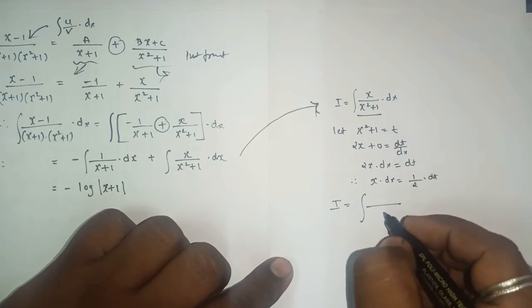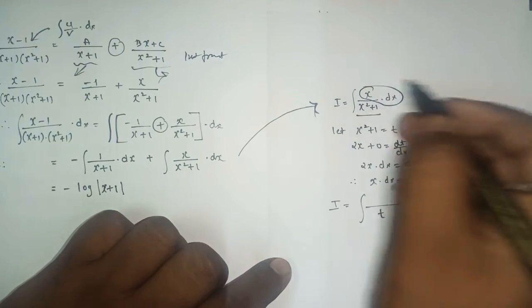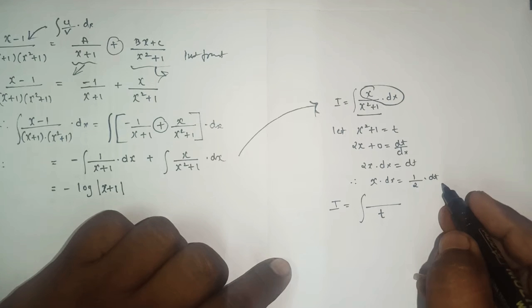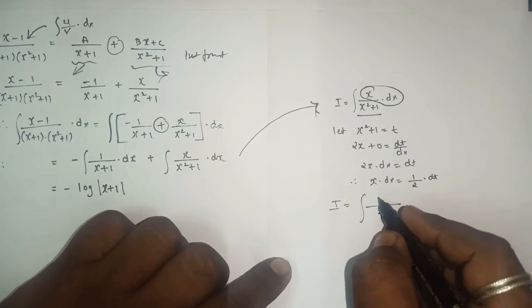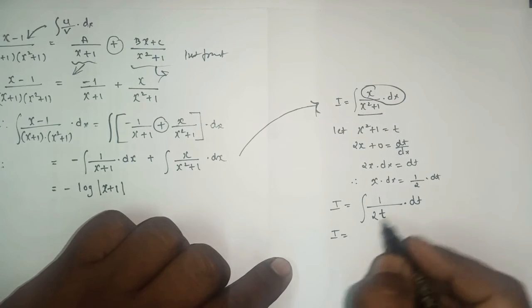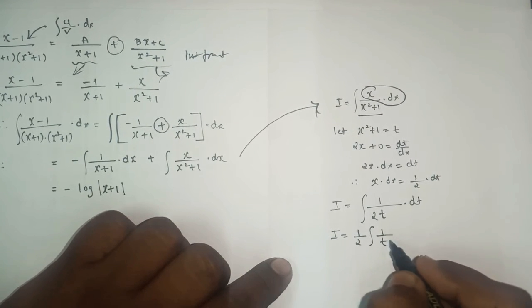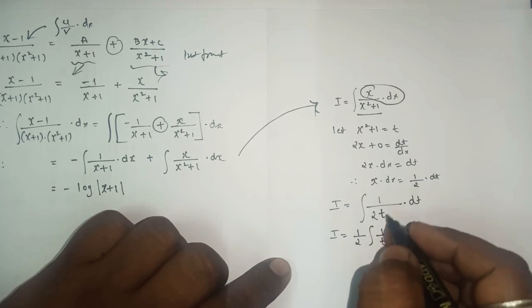In place of x square plus 1 we can write t, yes or no? And in place of x into dx we can write what? 1 upon 2 into dt. So 1 upon 2 into dt, yes or no? As 1 upon 2, clearly we can see that here we have a constant, so that we can remove.